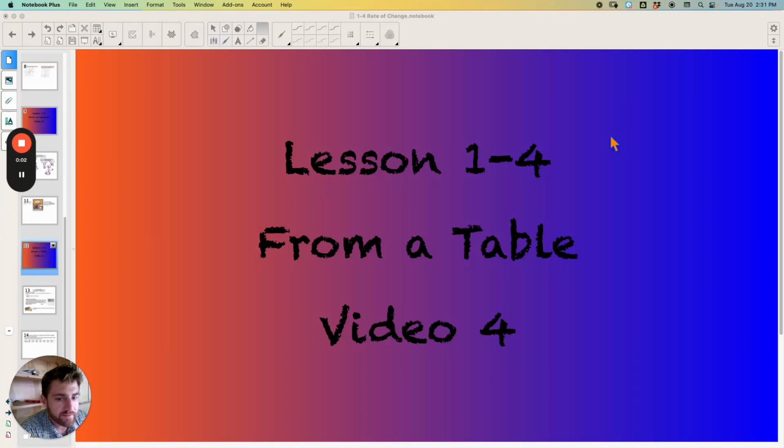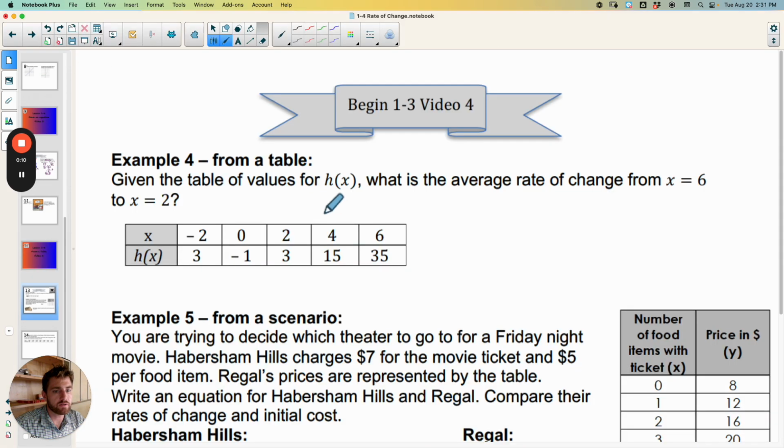This is the fourth and last video in 1-4, and we're going to learn about how to do this from a table. Alright, so let's just dive into example 4 here. It says, given the table of values for h of x, what is the average rate of change from x equals 6 to x equals 2?